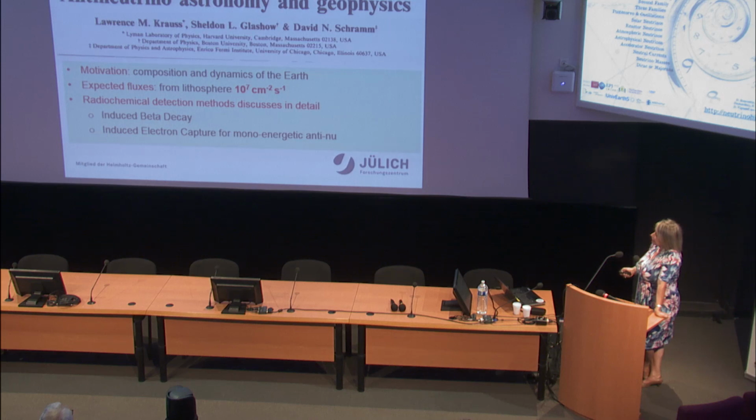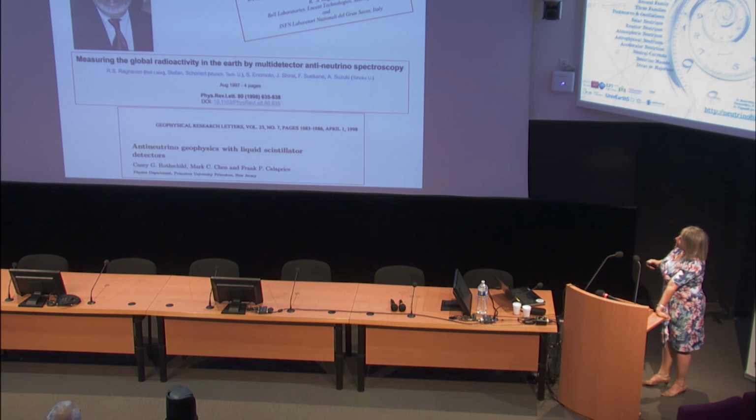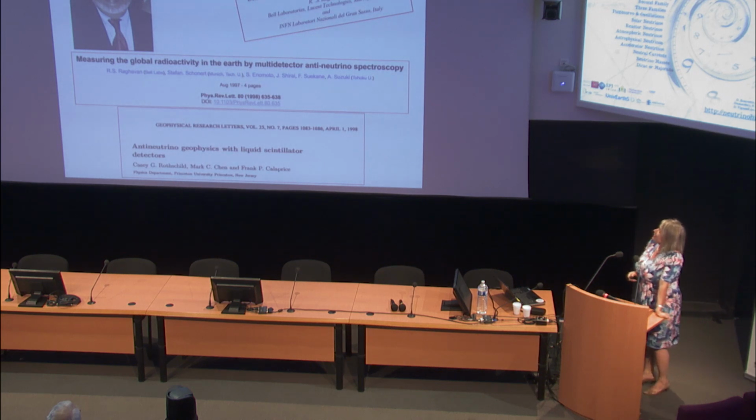Then there was this paper in Nature by Krauss, Glashow, and Schramm, who discussed it in a much broader way, including the geological motivation. They expected much more realistic fluxes. And they discussed the use of different kinds of targets for the radiochemical detection of geoneutrinos. And then came the first ideas about the use of the liquid scintillator detector.